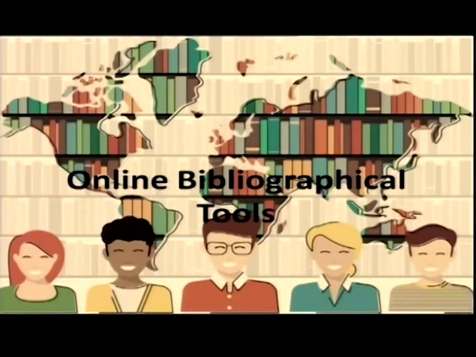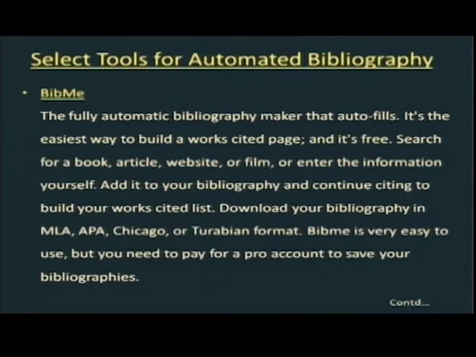Now, we will see some of these online bibliographical tools, which are extremely important nowadays. Some of the most popular referencing tools, for example, are selective tools for automated bibliography like BibMe. This is a fully automatic bibliography maker that autofills. It is the easiest way to build a works cited page and it is free of cost. Search for a book, article, website or film, or enter the information yourself. Add to your bibliography and continue citing to build your works cited list. Download your bibliography in MLA, APA, Chicago or Turabian format. BibMe is very easy to use, but you need to pay for a pro account to save your bibliographies.